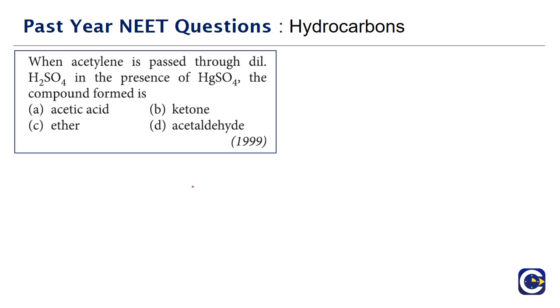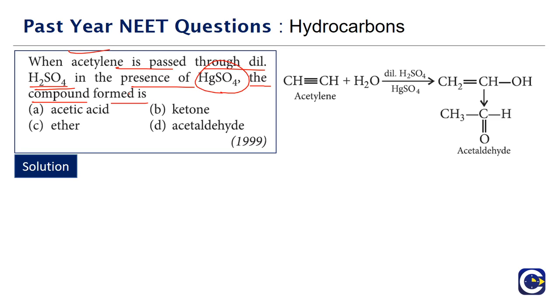Next, we have a question that has come in the year 1999. When acetylene is passed through dilute sulfuric acid in the presence of HgSO4, the compound formed is. So what is this? This is a reaction where we are adding water. So acetylene is ethyne. When it is passed through dilute H2SO4 in the presence of HgSO4, mercuric sulfate, we are going to add H2O, and this addition will be Markovnikov addition.